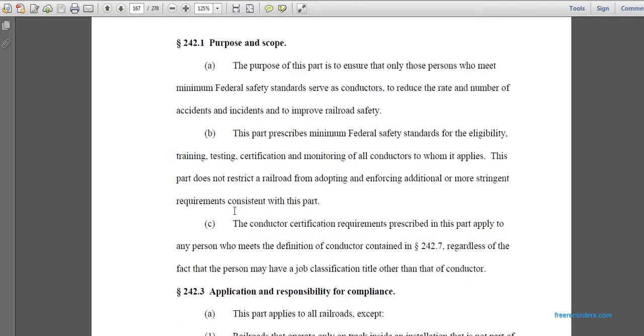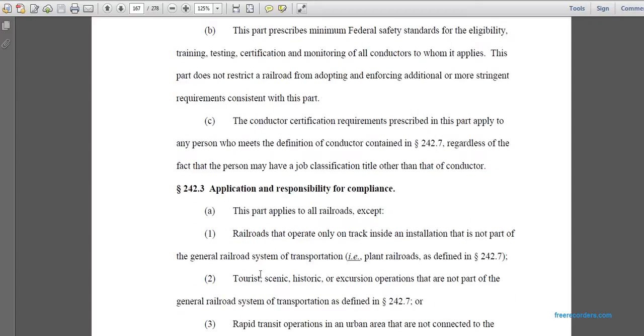The conductor certification requirements prescribed in this part apply to any person who meets the definition of conductor contained in 242.7, regardless of the fact that the person may have a job classification title other than conductor. 242.3 Application and responsibility for compliance. This part applies to all railroads except: railroads that operate only on track inside an installation that is not part of the general railroad system of transportation, as defined in 242.7.